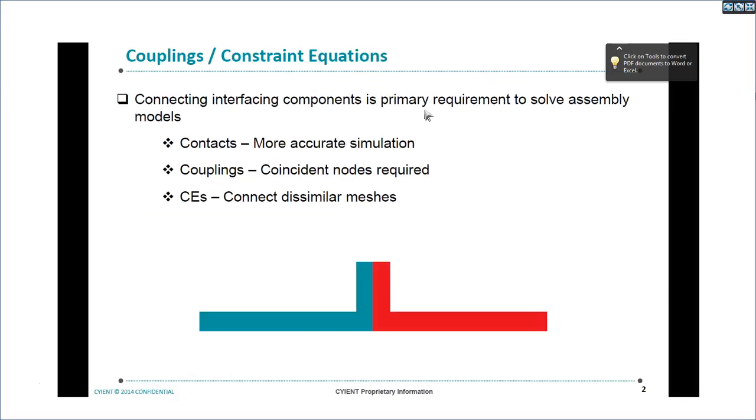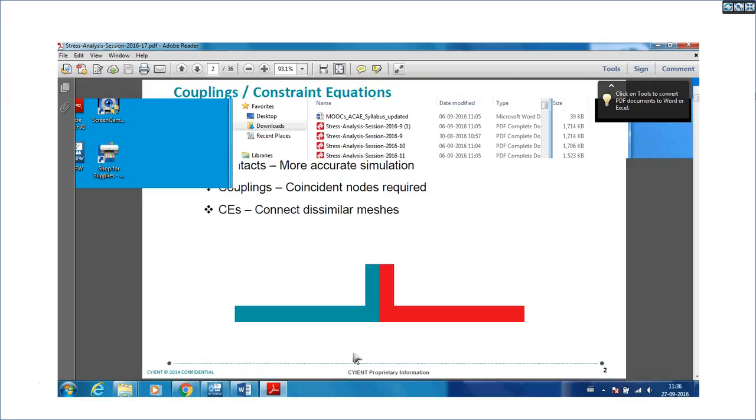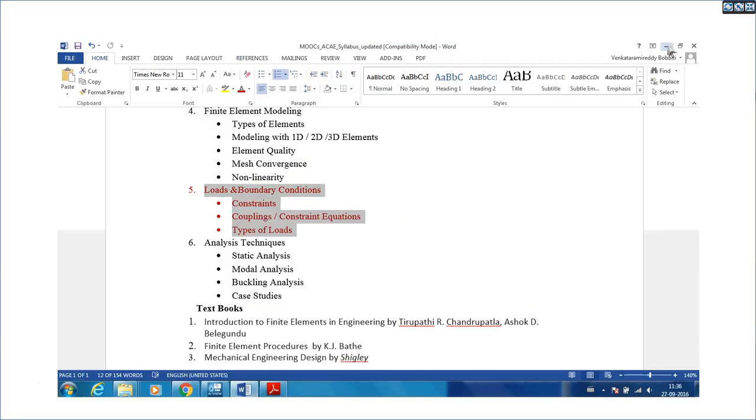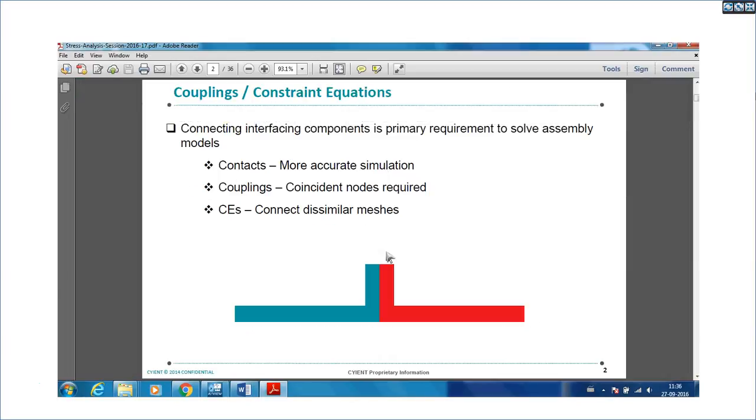So now coming to the third topic of our fifth chapter, couplings and constraint equation. So actually most of the things will go hand in hand here. So first I would like to discuss more on this coupling and constraint. In the meantime we can see a couple of case studies.